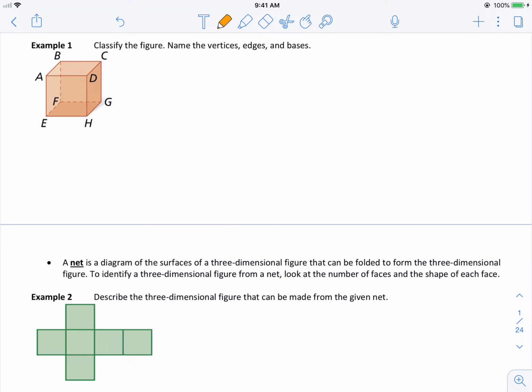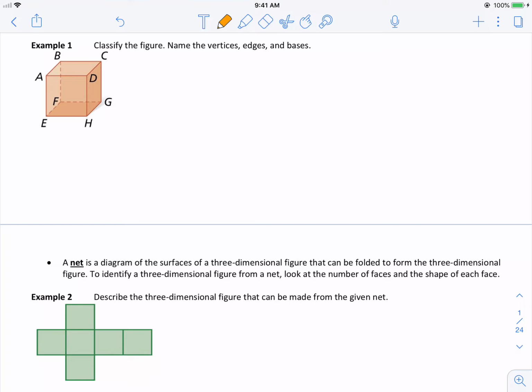Hey guys, Mr. Langley here, and I wanted to step in and do some of these example videos for Chapter 10. I appreciate Mr. Funfar taking the lead with Chapter 9, but this is in Section 10.1. We're going to take a look at examples 1 and 2 here.